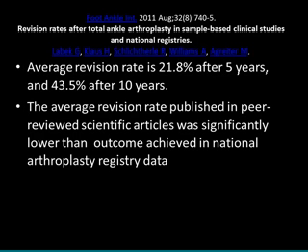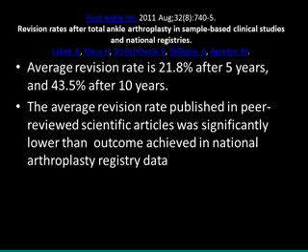Now, I like this article. This was written in 2011. It talks about revision rates after total ankle arthroplasty in sample-based clinical studies and national registries. And what they found is that the average revision rate, that is any surgery, was over 20% after 5 years, and all the way up to 43.5% after 10 years. You can only imagine that at 12 years after surgery, you're going to be revising at least half of your patients.